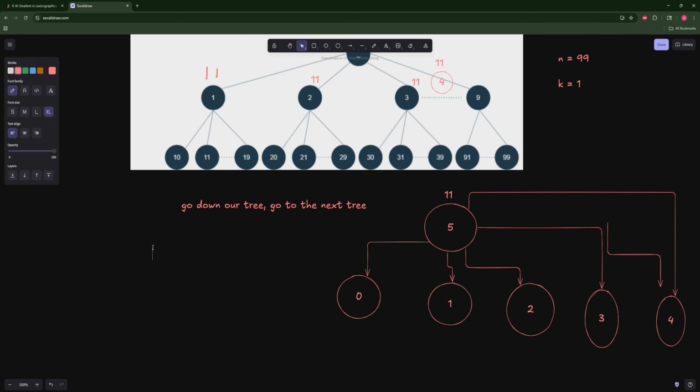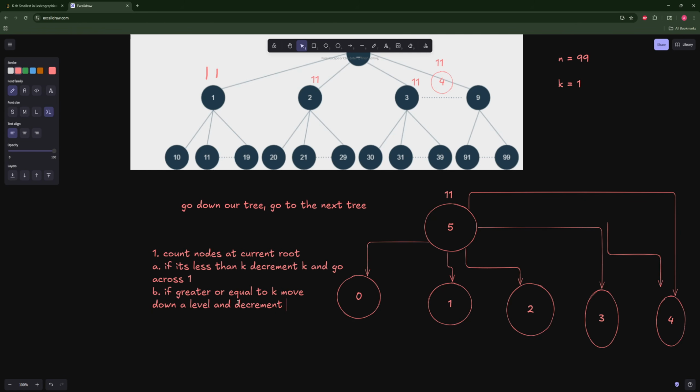So essentially, that's going to be our algorithm. So to recap, we count nodes at current root. If it's less than k, decrement k, and go across 1. If greater than or equal to k, move down a level, and decrement k by 1. And so wherever you end up, that's going to be your answer.